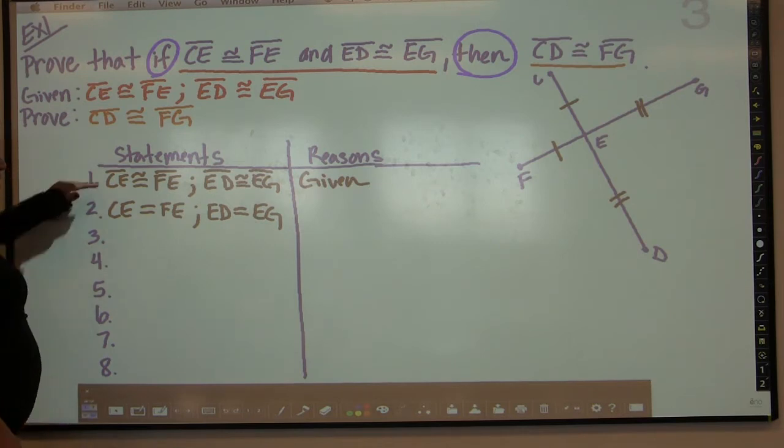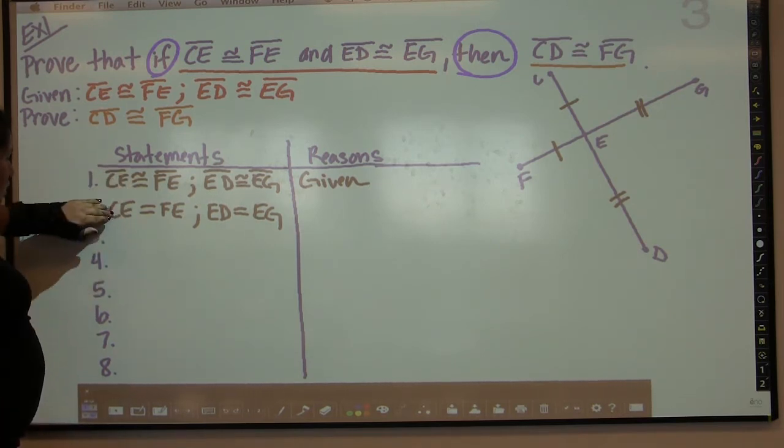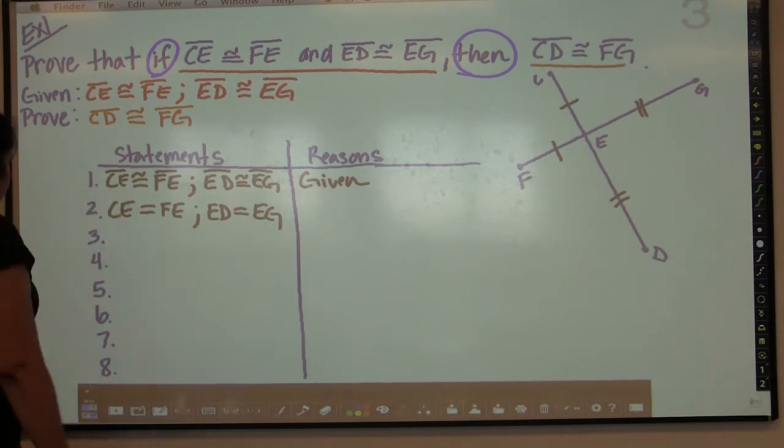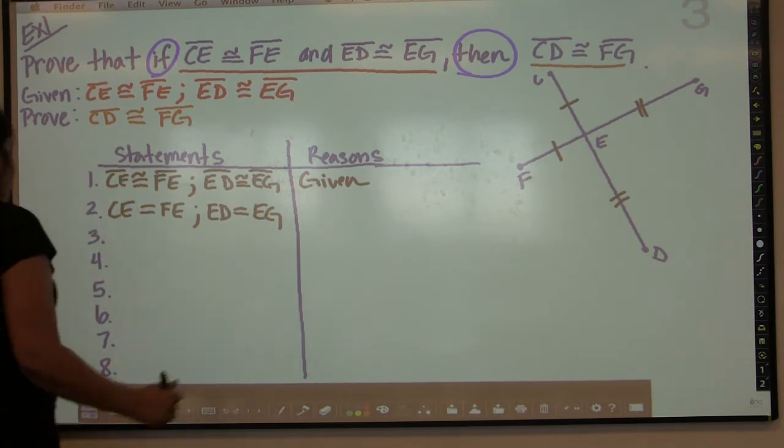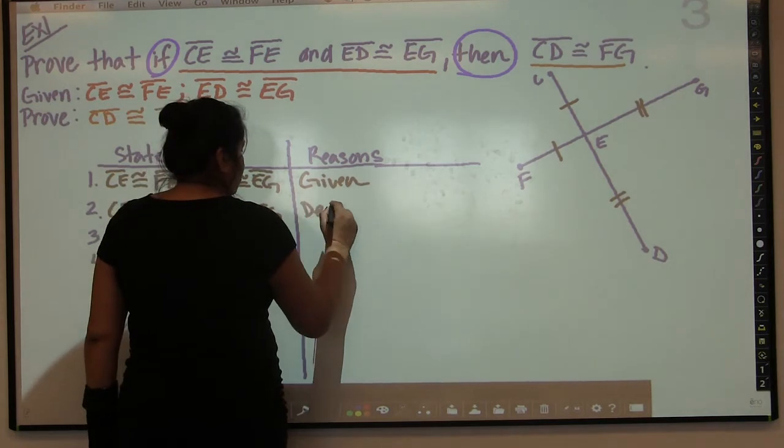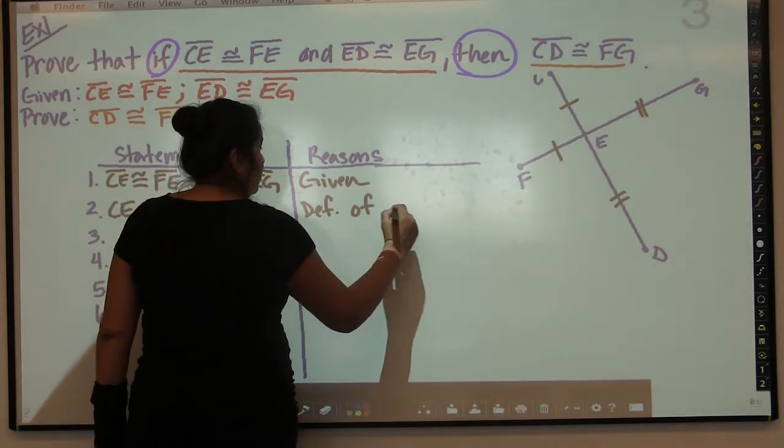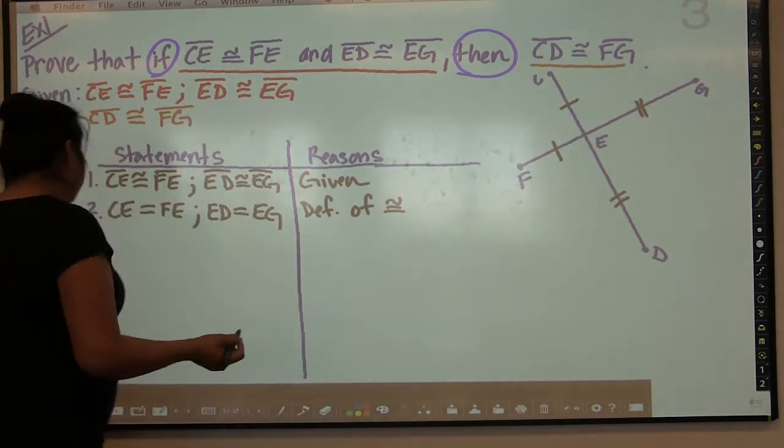So basically we're going to take from having the bars, the segment bar, and the congruent symbol to having no bar and an equal sign instead of the congruent symbol. And that's going to be for definition of congruence. That's what it means to be congruent. Definition of, I'm going to abbreviate here a little bit.